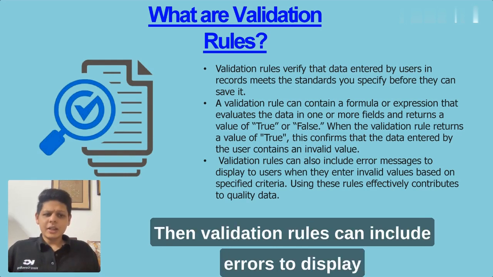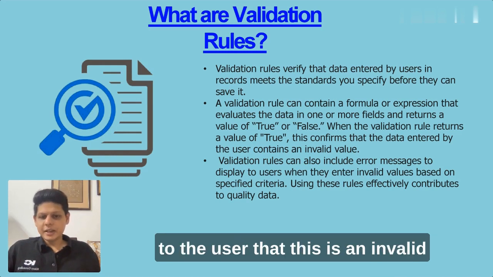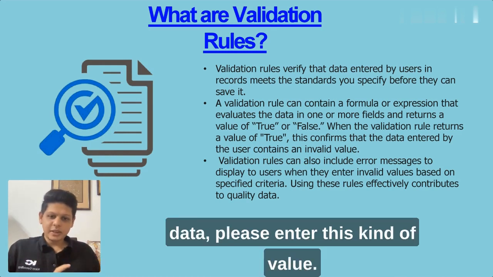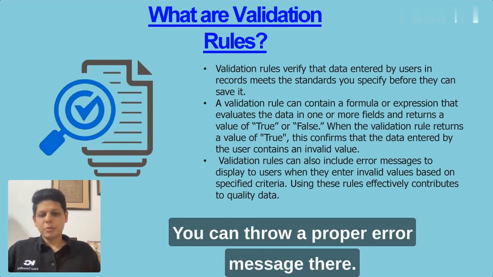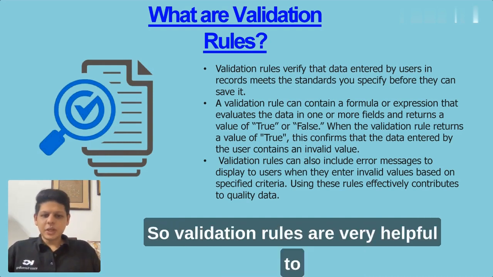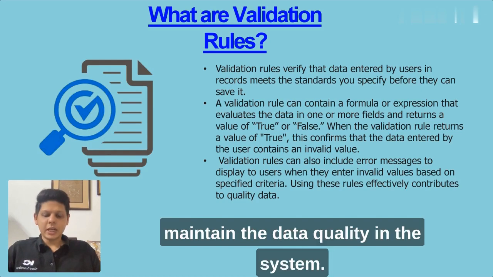Then validation rules can include errors to display to the user, saying that this is invalid data, please enter this kind of value. You can throw a proper error message there. So validation rules are very helpful to maintain the data quality in the system.